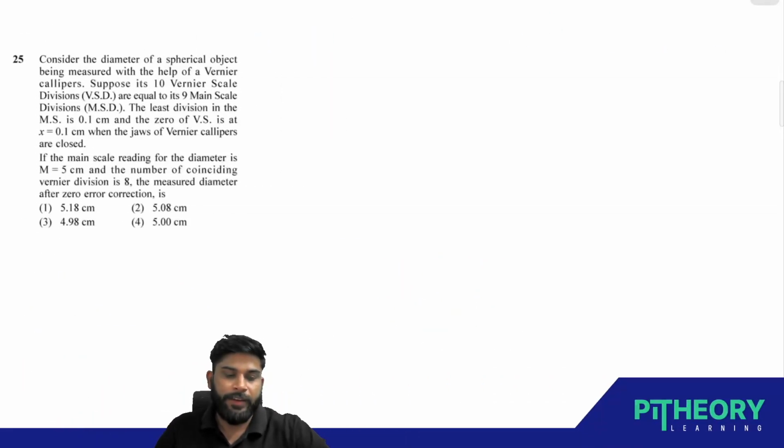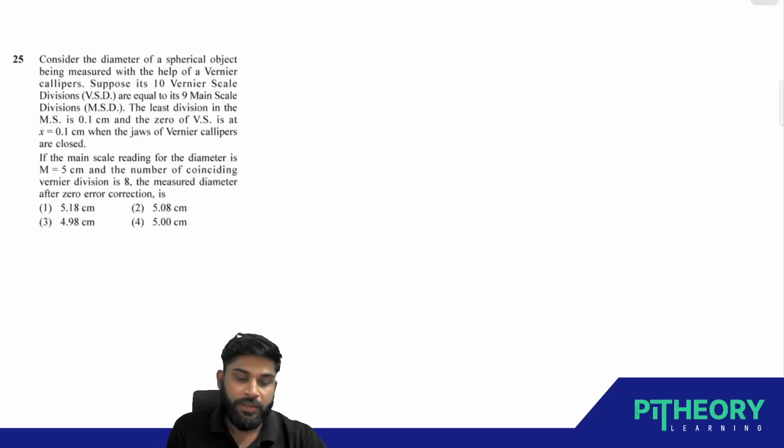Okay, question number 25. Consider the diameter of a spherical object being measured with the help of a vernier calipers. Suppose 10 vernier scale divisions are equal to 9 main scale divisions. The least division in the main scale is 0.1 centimeter and the 0 of vernier scale is at 0.1 centimeter when the jaws of the vernier calipers are closed. If the main scale reading of the diameter is m equal to 5 centimeter and the number of coinciding division is 8, the measured diameter after zero correction, how much is it, is the question.